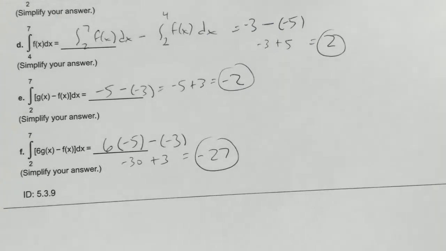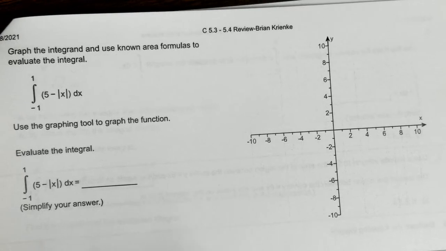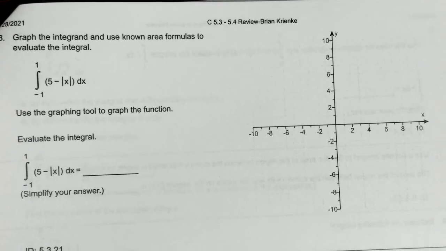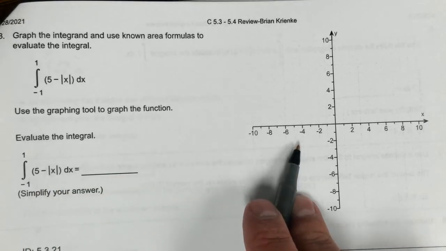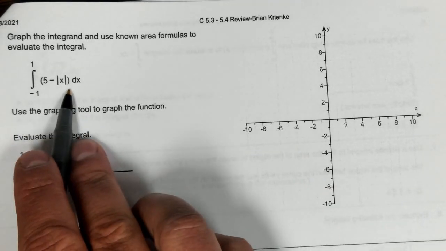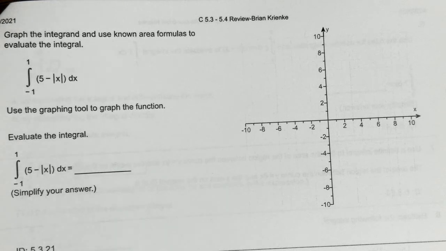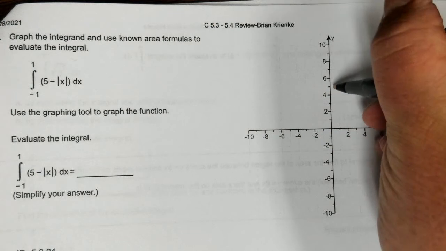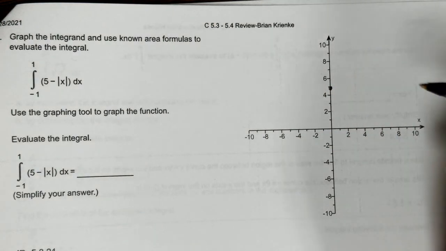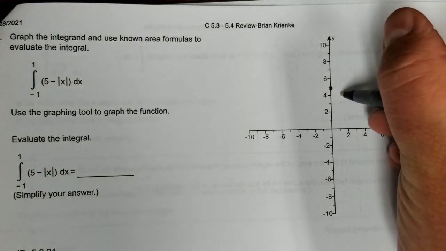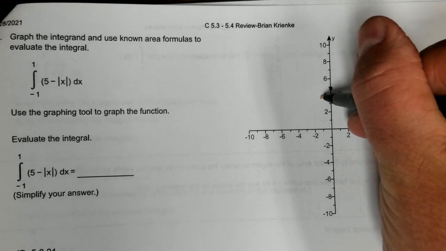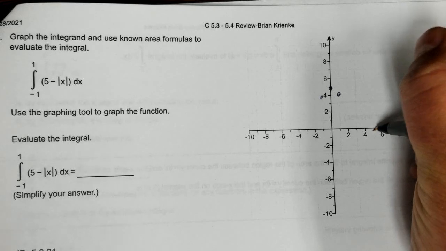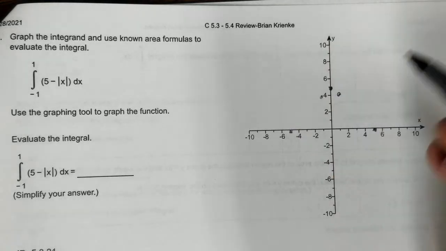Okay. On your next one, graph the integrand and use the known area formulas. So first they want you to graph it over here, and we're just doing 5 minus the absolute value of x. So without a calculator, you know 5 would be the y-intercept, and your slope is 1, so that would look like this. Then just continue it. This would go through 5 here and through negative 5 here.